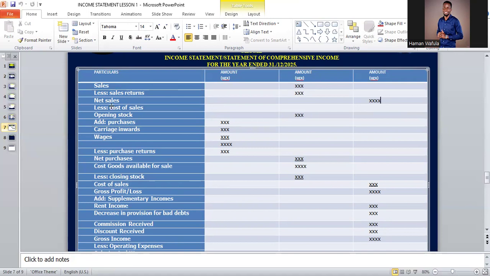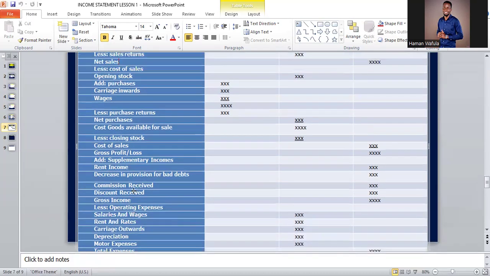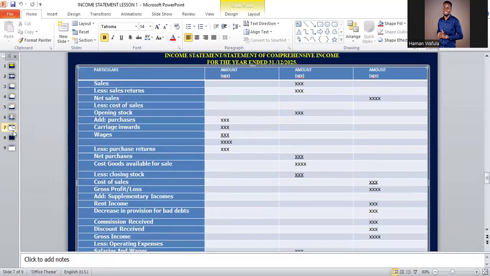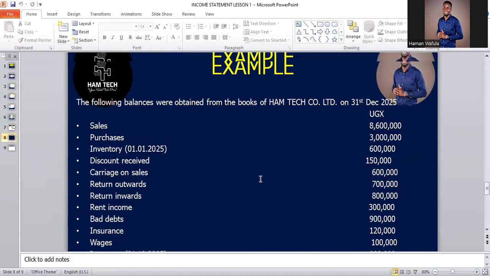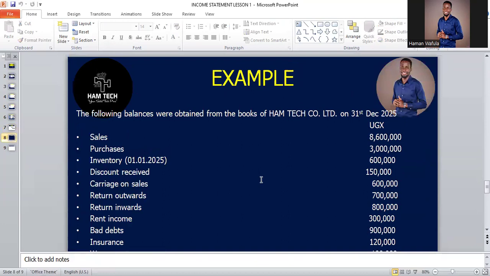Then remember, we are looking for gross profit, so the next thing is less cost of sales, and cost of sales is opening stock plus net purchases. The net purchases figure is not given to you, so we're supposed to look for it the way you can see. Net purchases is total purchases minus returns outwards. So this is our format, as you can see it here. So let's go straight to our example. We have an example here.